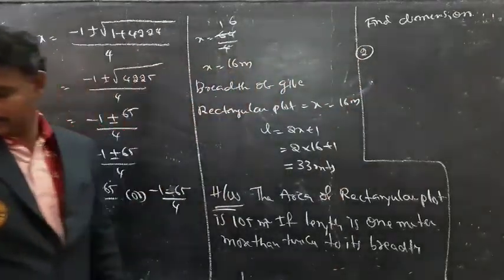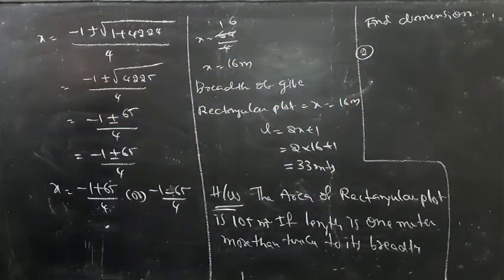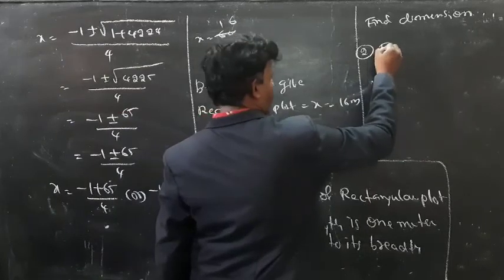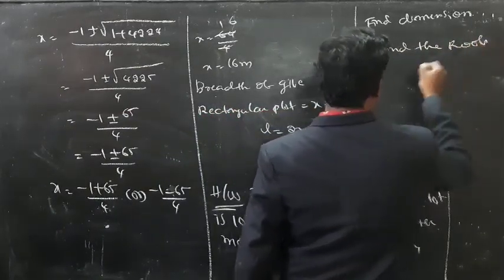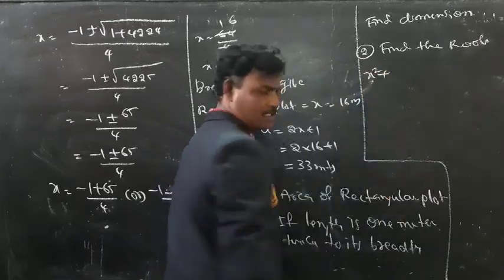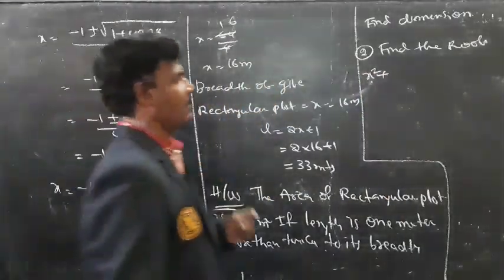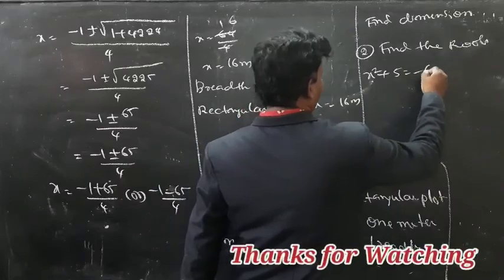Second problem: find the roots of x squared plus 5 is equal to minus 6x.